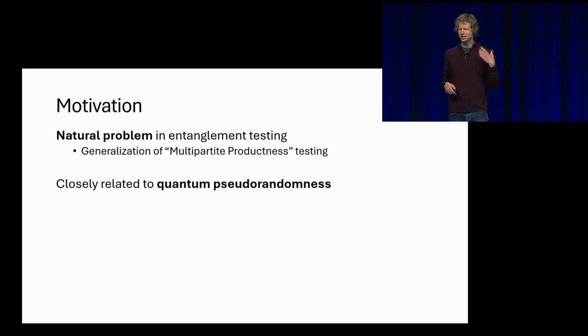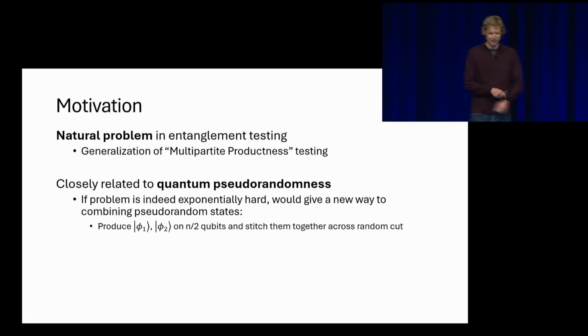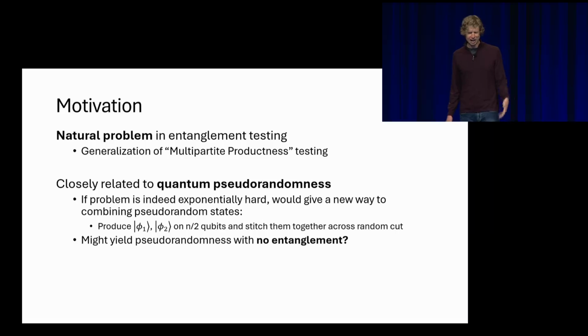But the second is that it's also very closely related to quantum pseudo-randomness. If somehow it were exponentially hard to locate where a state is unentangled, then it might give you a new way of combining pseudo-random quantum states by producing two of them and stitching them together across a random cut. If it's hard to locate the cut, it might be hard to tell if a state has this form or not, and that might yield you a form of quantum pseudo-randomness with no entanglement. This is one of the reasons we were interested in this problem.